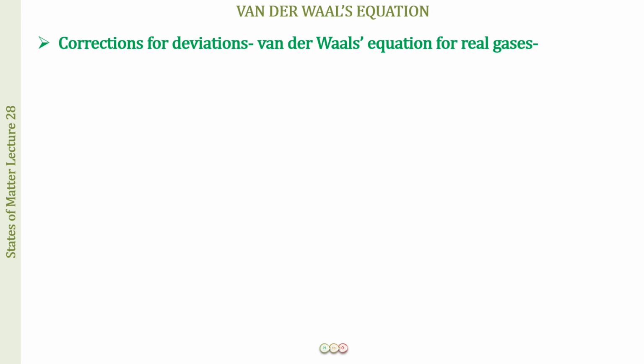And the second is going to be a volume correction for the volume of the gas molecules, which was not counted in the kinetic theory. So let us first talk about the pressure correction. And here again, remember what happens at a low pressure and a high pressure.